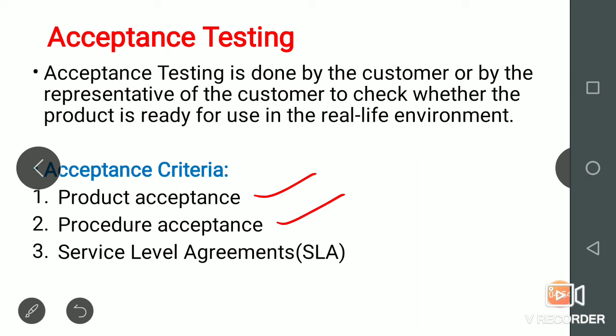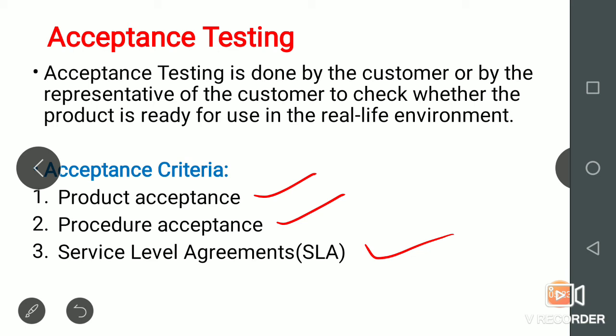acceptance criteria. Now the third acceptance criteria is service level agreements or SLA. Service level agreements can become part of the acceptance criteria. Service level agreements are generally part of a contract signed by the customer and product organization. The important contract items are taken and verified as part of acceptance testing.